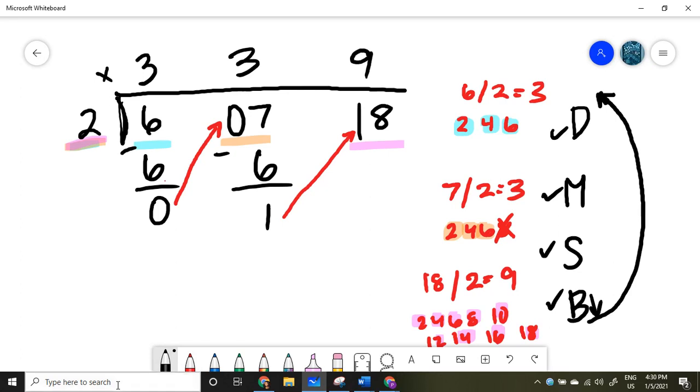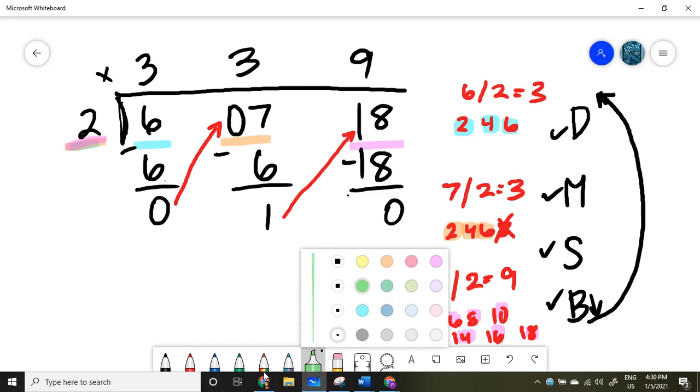Next, I multiply. 9 times 2 is 18. Where do I write 18? I write it under my other 18. 9 times 2 is 18, and then I subtract. 18 minus 18, that's 0. So my final answer for 678 divided by 2 is 339.